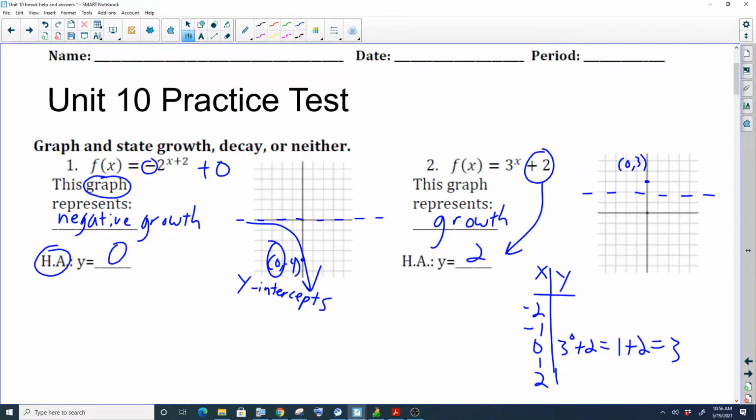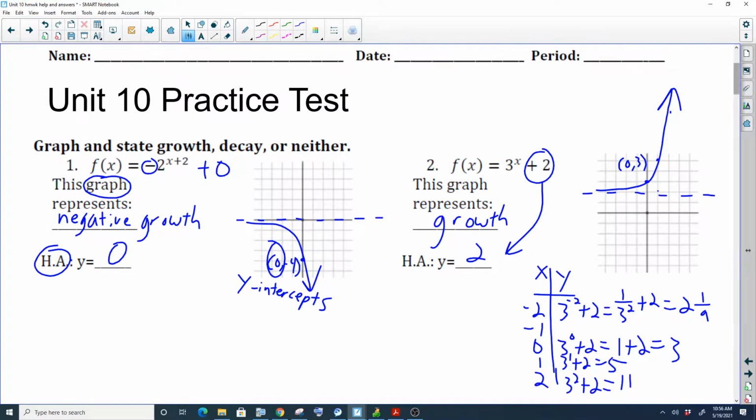Nice. If you plug a negative 2 in there, well, now you're going to start getting some crazy stuff going on. So that's going to be 1 over 3 squared, which is going to be a 9th. Wow, so 2 plus a 9th, so just 2 and a bit. So that's going to be back up 2 and a bit. The next one will be a bit more. You plug in a 1, you get 3 to the first power is 3, plus 2 is 5. So over 1, up 1, 2, 3, 4, 5. We'll put a 2 in there. So 3 squared is 9, plus 2 is 11. That's way off the charts. So this is going to be exponential growth.